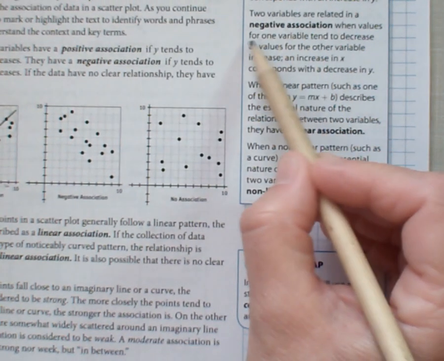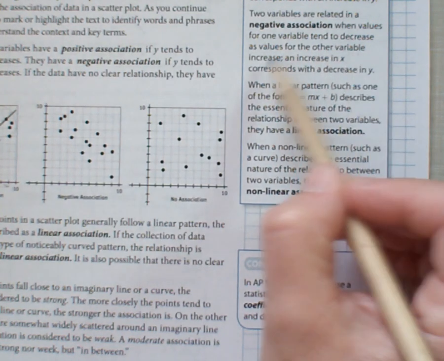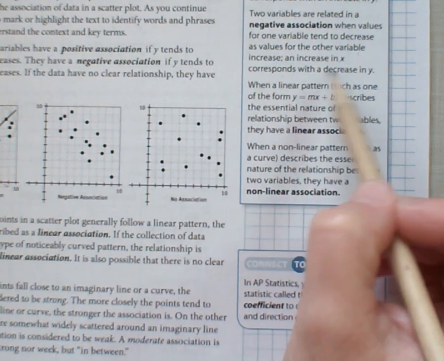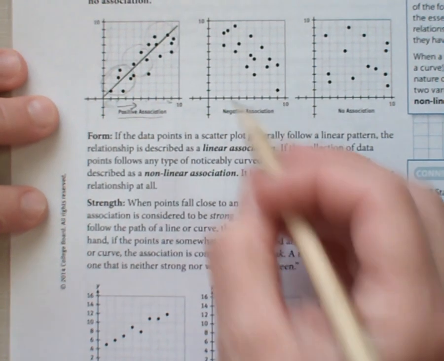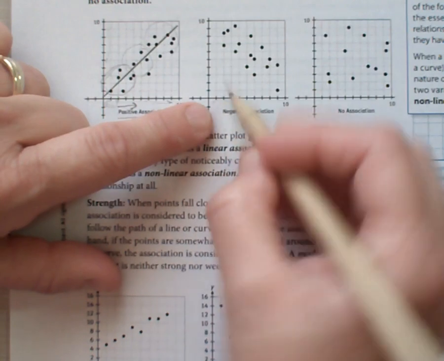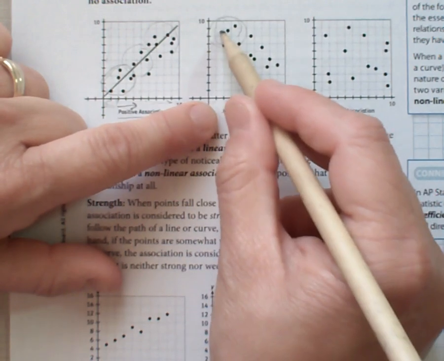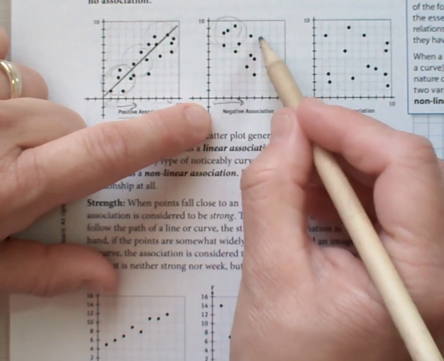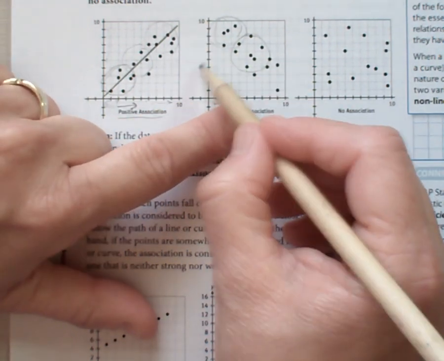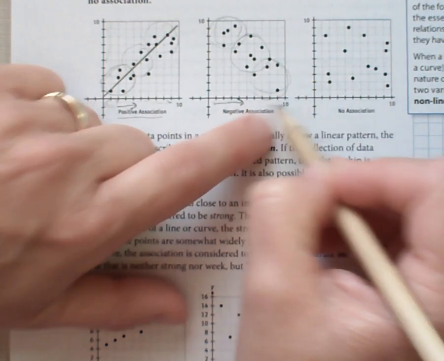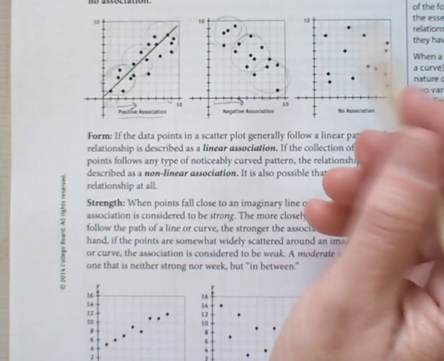A negative association is when the values for one variable tend to decrease as the values for another variable increase. An increase in x corresponds with a decrease in y. So let's look at our example on that one. So here's our negative association. If I start here with the x values very low, the y values are already very high. So when x is low, y is high. As x is increasing, y is coming down. My middle set of points, x is getting bigger, but y is getting smaller. And then my last set of points, when x is the biggest, y is the smallest. So these points have a negative association.